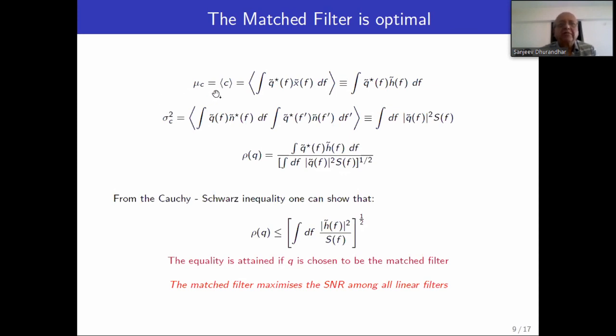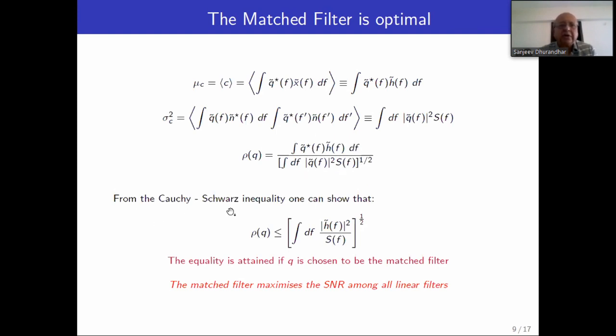So now, what I show is that the matched filter is optimal. If you take mu C equal to this Q, remember this Q is not at the moment the matched filter, then you take its average value and so on. Because the average value of n(t) has been assumed to be zero, the average value of N(f) is also zero, and it turns out to be just this quantity. So mu C is this, then sigma C is this. If you calculate this, you get this. So rho Q can be written as this particular quantity over here.